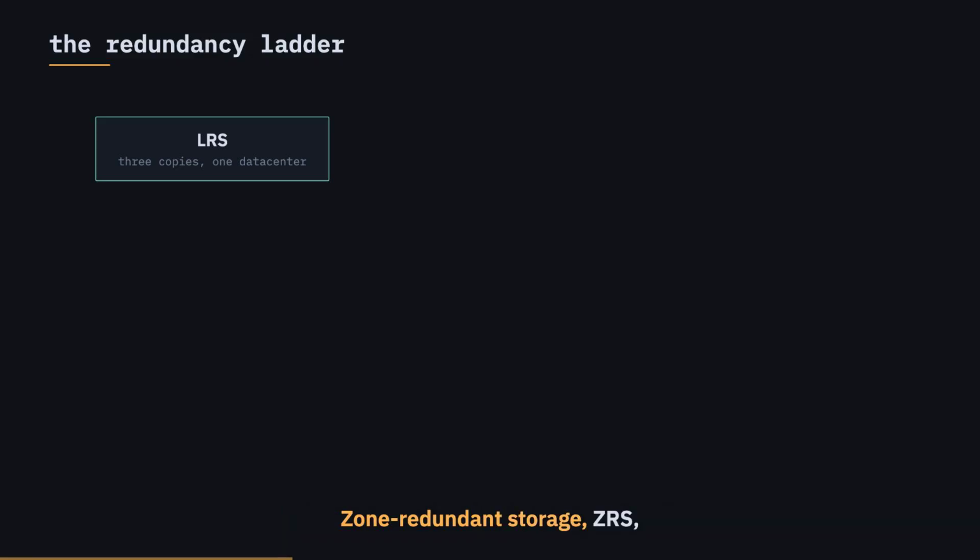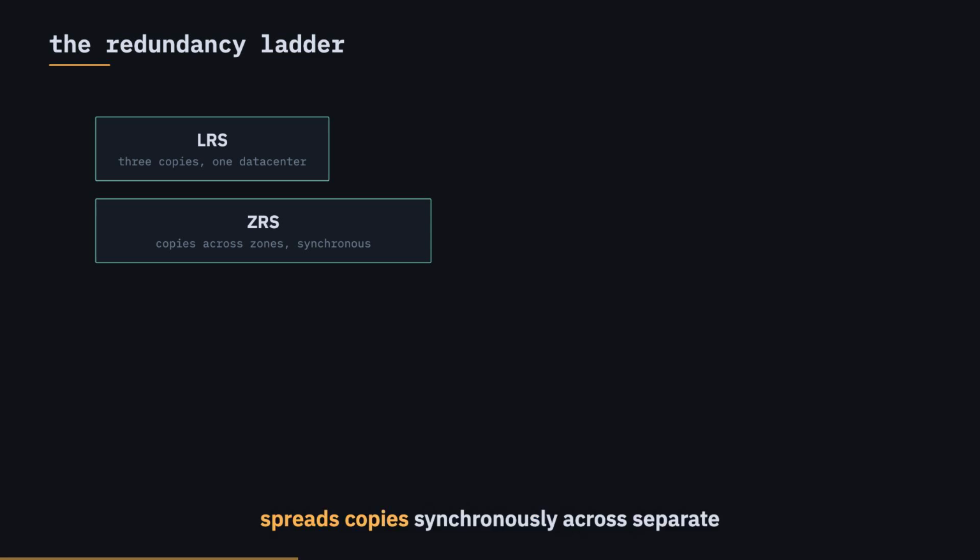Zone redundant storage, ZRS, spreads copies synchronously across separate availability zones, separate buildings with separate power and cooling in the same region. A write is only acknowledged once every zone has it. Now a whole facility can burn down and your data is fine.